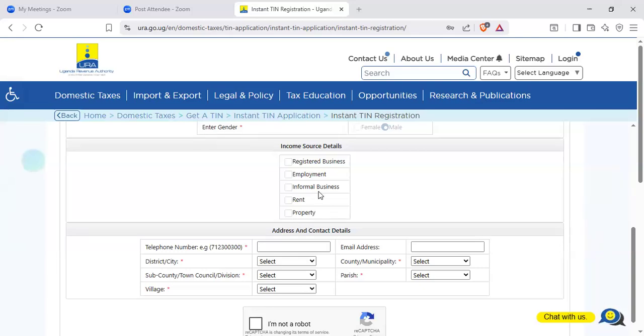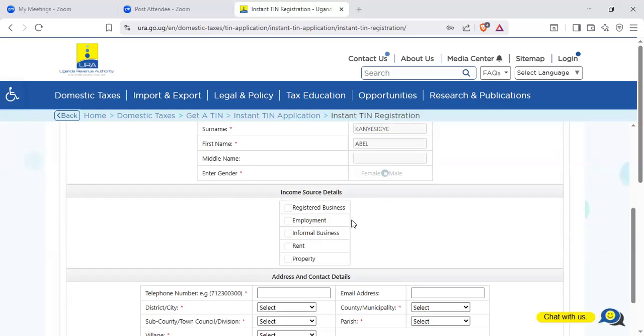Because we have individuals with business, we have individuals in employment. So if you find that you run a business and at the same time you are employed somewhere, you can tick all. You can tick this employment and register the business. Okay? So tick what is applicable to you. Okay? So after ticking, remember, even here, you see there is no red star.